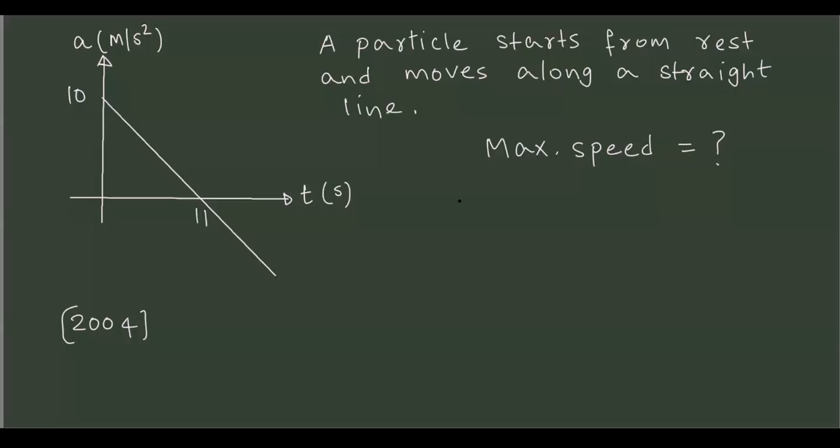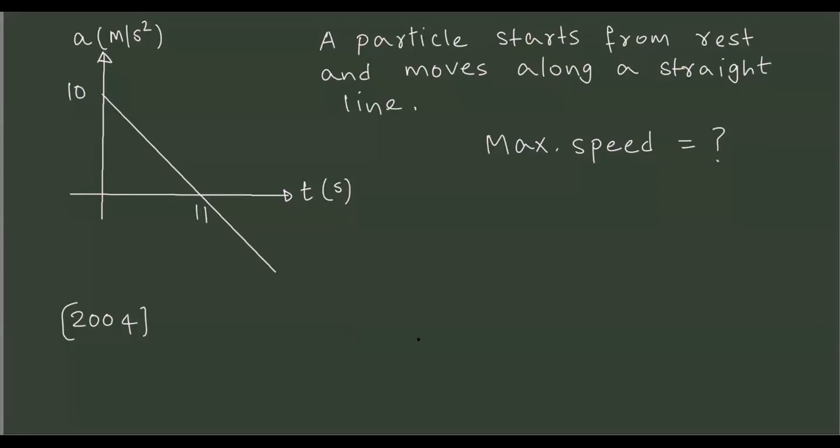See, if you look at it, what did we say? The area under the acceleration-time graph gives us change in velocity, right? Suppose I'm only paying attention till the 11th second. Then the change in velocity is given by this area. Now, what is that area? Area of a triangle, which is half base into height, and that is 55 meters per second. Now, the speed of the particle at t equal to 11 would be 55 meters per second.